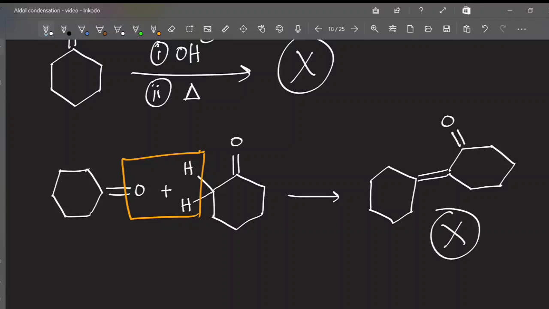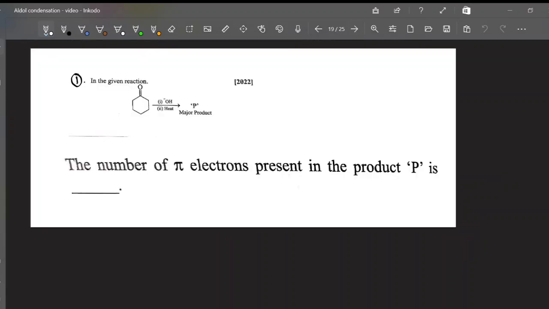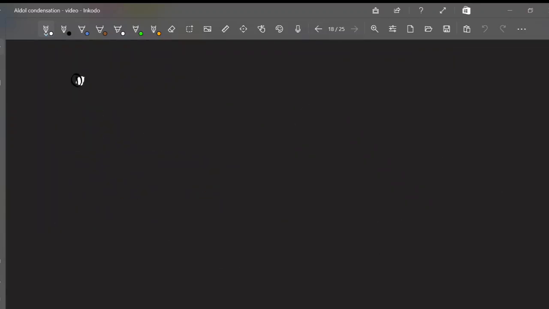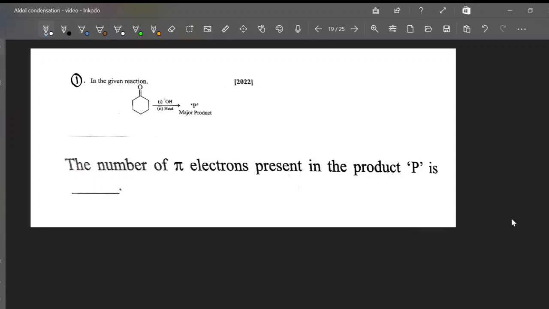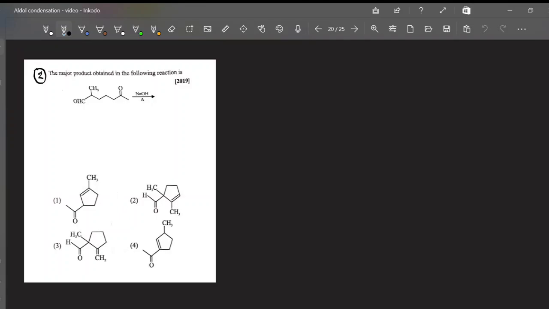Now what's the answer for the question? How many pi electrons are available? 4 pi electrons, if I'm not wrong. Nice question. This is the question given in IIT, previous JEE. So the same question I have taken here. So pi electrons are 4 actually. Please update here. Next we will move to the other question.